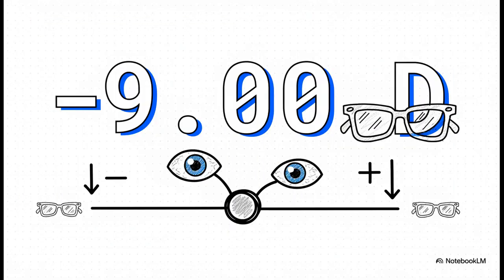So how strong is the correction? Well, think of it like a number line, with 0 right in the middle, representing perfect vision. The farther away from 0 your number is, whether it's on the minus side or the plus side, the stronger your prescription is. A number like -9, for example, is a pretty strong correction, and that's when you might start thinking about thinner lenses so your glasses don't feel super heavy.